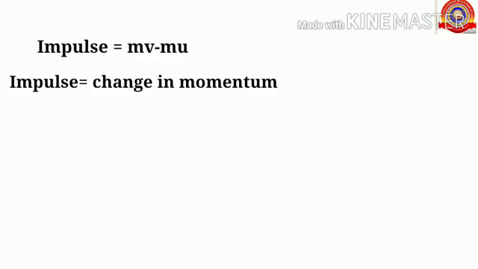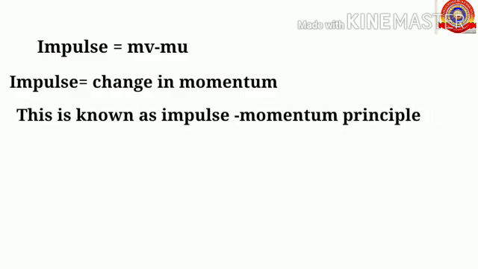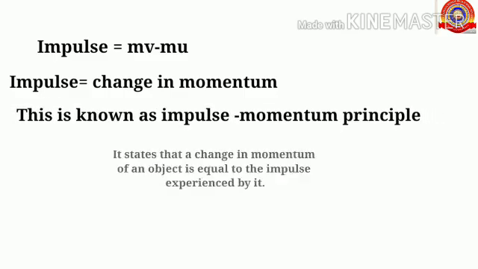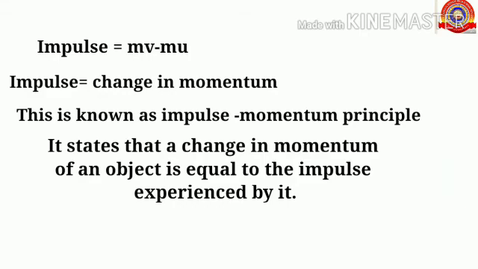That is, impulse equals mv minus mu, and mv minus mu is the change in momentum. This is known as the impulse momentum principle. It states that a change in momentum of an object is equal to the impulse experienced by it. Okay?